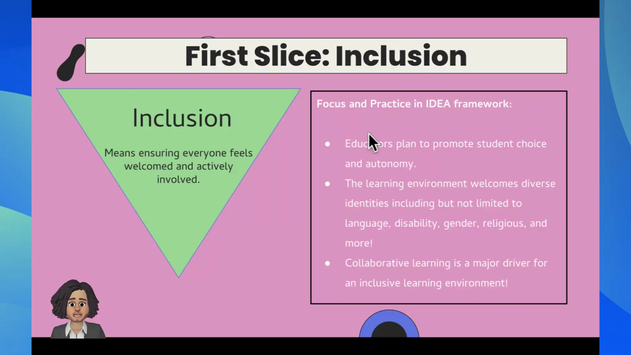So the first slice of our IDEA pie is inclusion. Inclusion is ensuring everyone feels welcomed and actively involved. Educators need to plan to promote student choice and autonomy while also respecting the diverse identities of our student population. Also, encouraging collaborative learning can further promote inclusion of all of our diverse students.